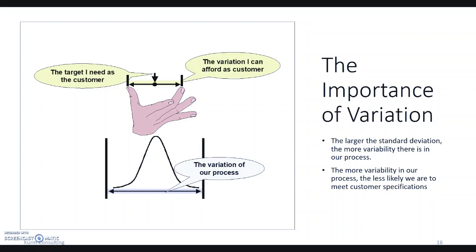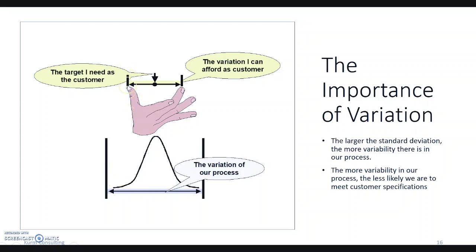Now, let's talk a little bit about the importance of variation and why we need to focus on it. Six Sigma, and pure Six Sigma, was really all about reducing that variability. And why is that so important? Well, because the customer tells us what their specifications are, right?